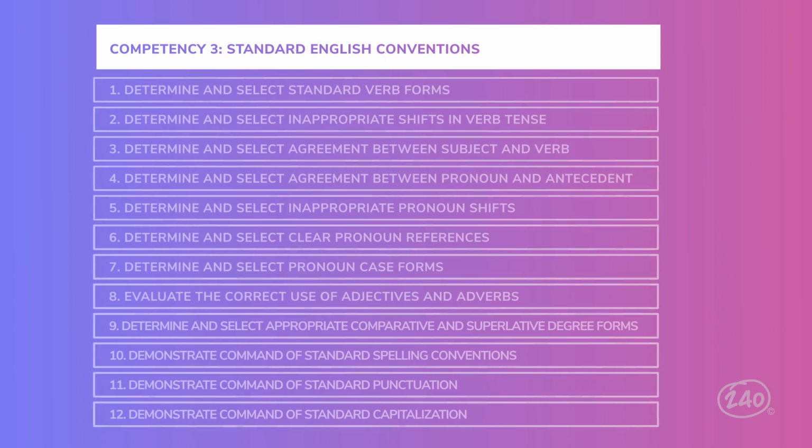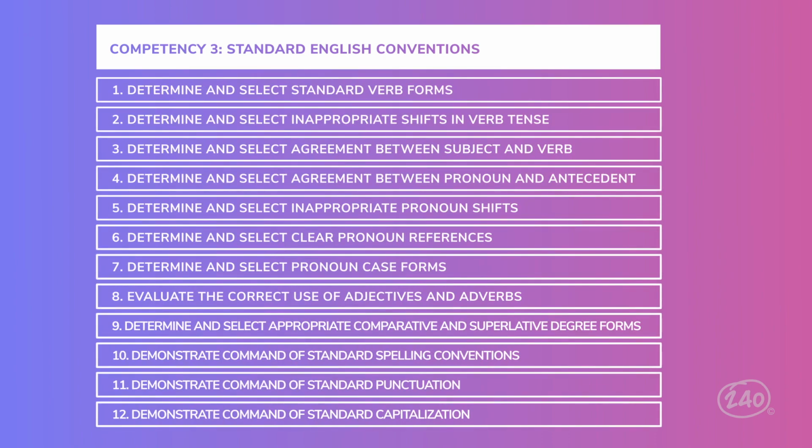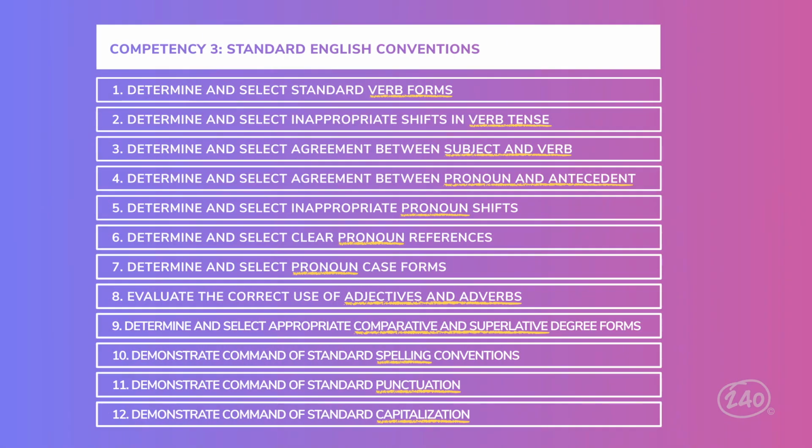Competency 3 has 12 skills linked to it, and they all cover grammar and mechanics of the English language. That's what standard English conventions means. When I take a close look at this list, I see the word pronoun 4 different times. I'd say this is an important standard English convention to discuss.